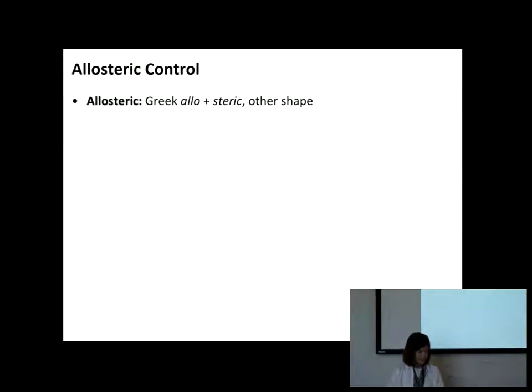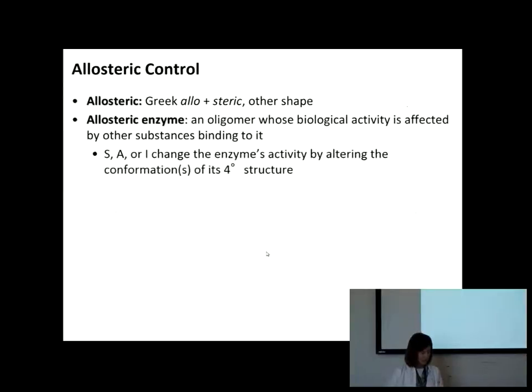All right, let's talk about the way we're going to basically spend the rest of this semester on allosteric control. Allosteric control of an enzyme results from the binding of a substrate. Allosteric enzymes are enzymes that are composed of more than one subunit. So in order to be an allosteric enzyme, you have to have more than one subunit. It has to have a quaternary structure.